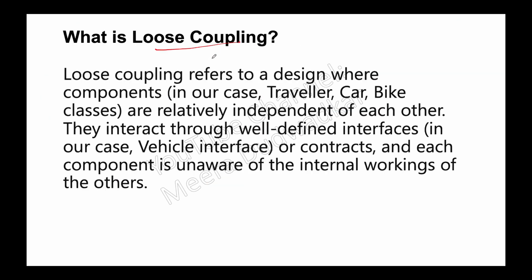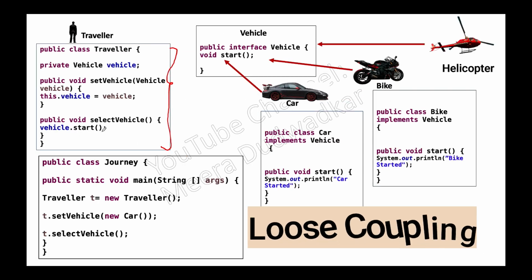What is loose coupling? Loose coupling refers to a design where components, in our case traveler, car, bike classes, are relatively independent of each other. They interact through well-defined interfaces, in our case vehicle interface or contracts, and each component is unaware of the internal workings of others. So if you see the code, these classes traveler, car, bike are independent of each other and they are unaware of the internal workings of each other, and this is called as loose coupling.